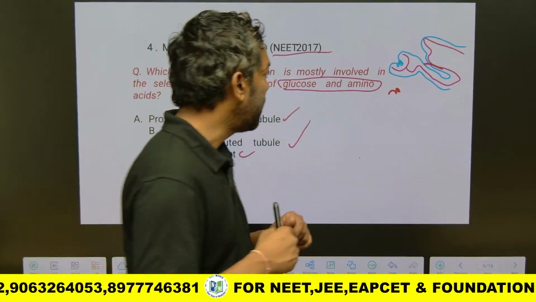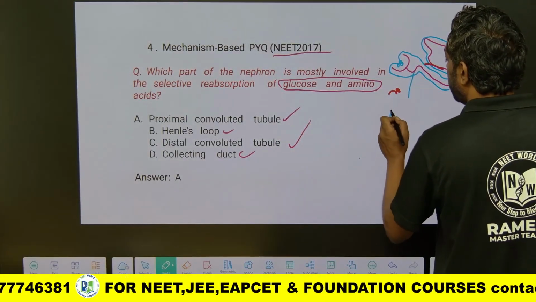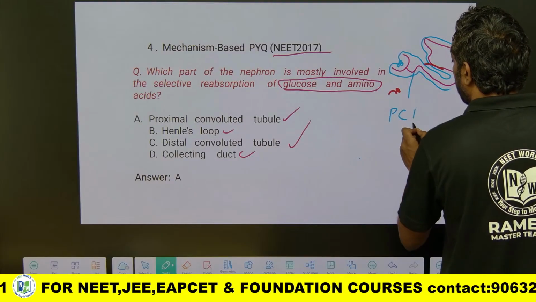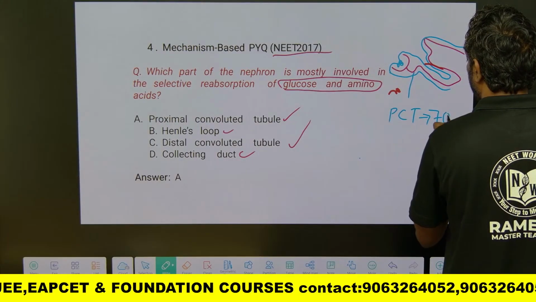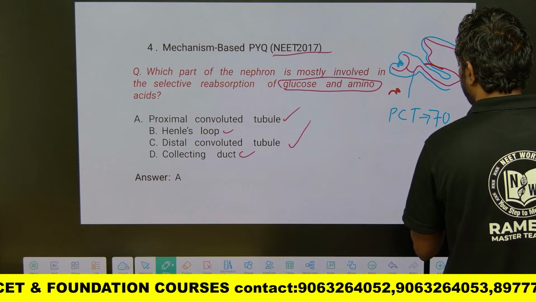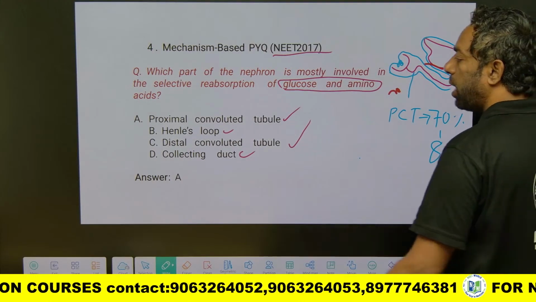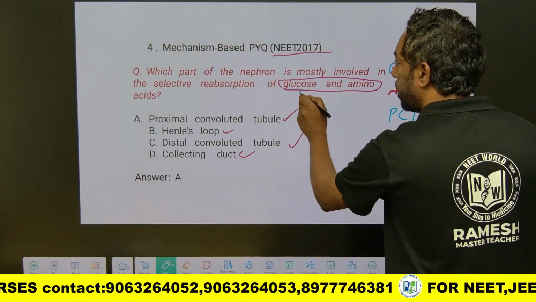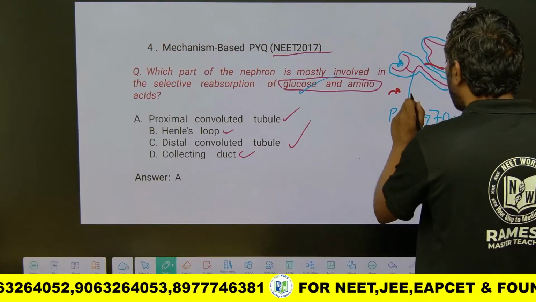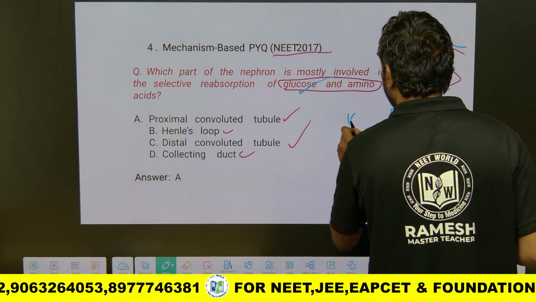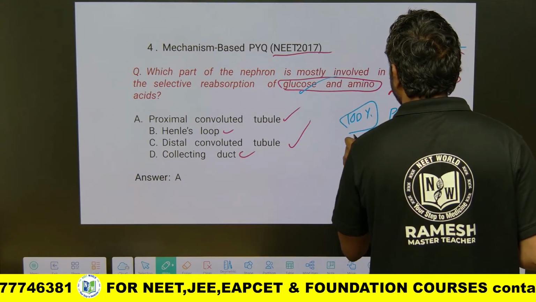Here in the PCT part, maximum 70 to 80% reabsorption takes place. Mainly glucose especially, 100% reabsorption takes place. 100% of glucose and amino acids are reabsorbed in the PCT.